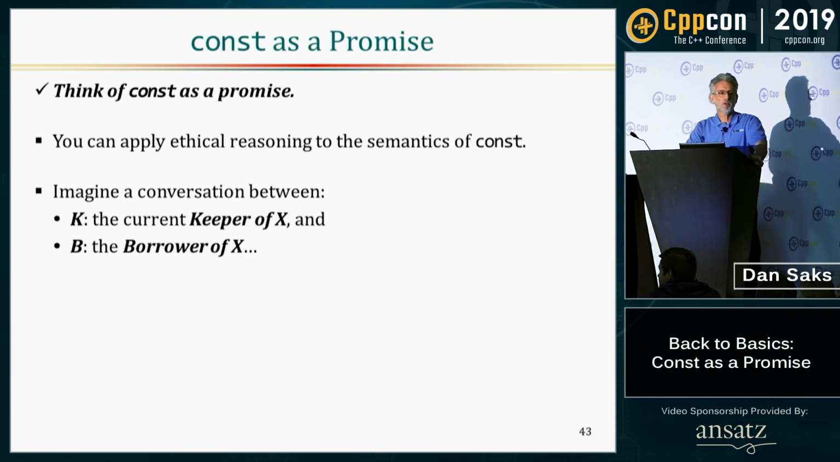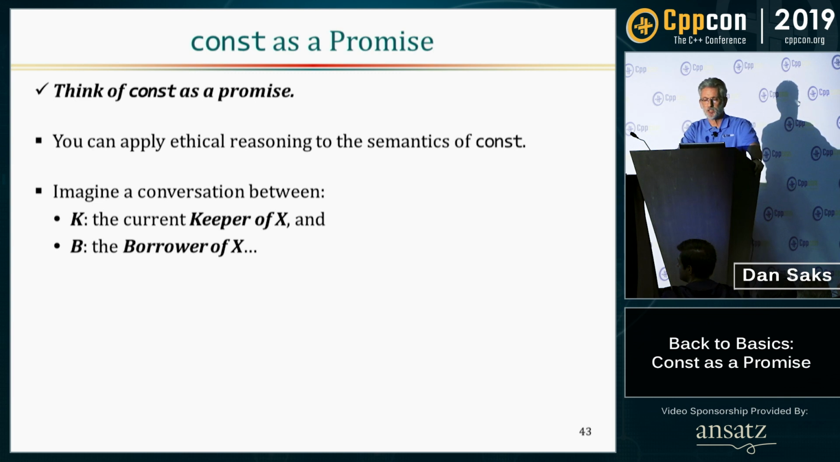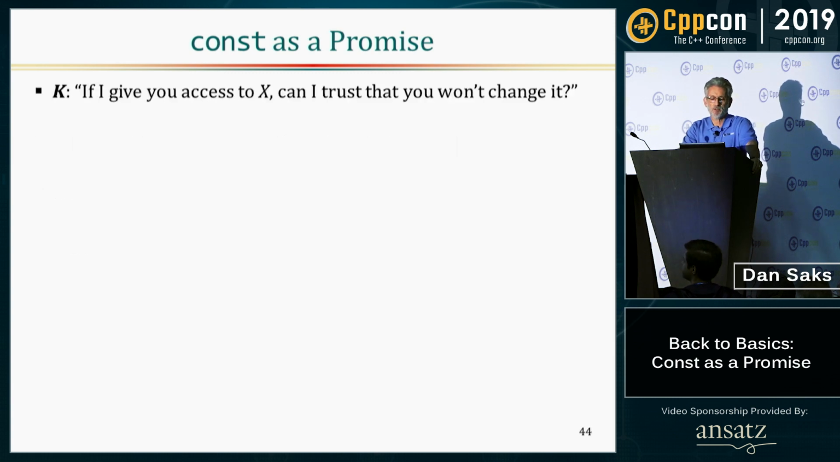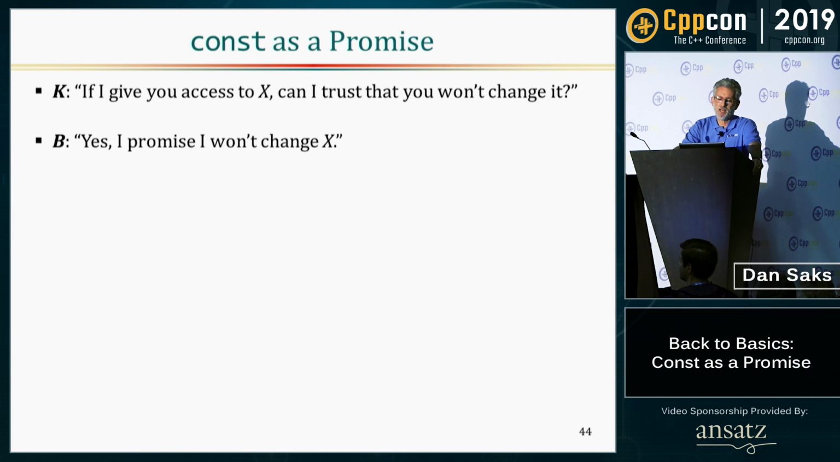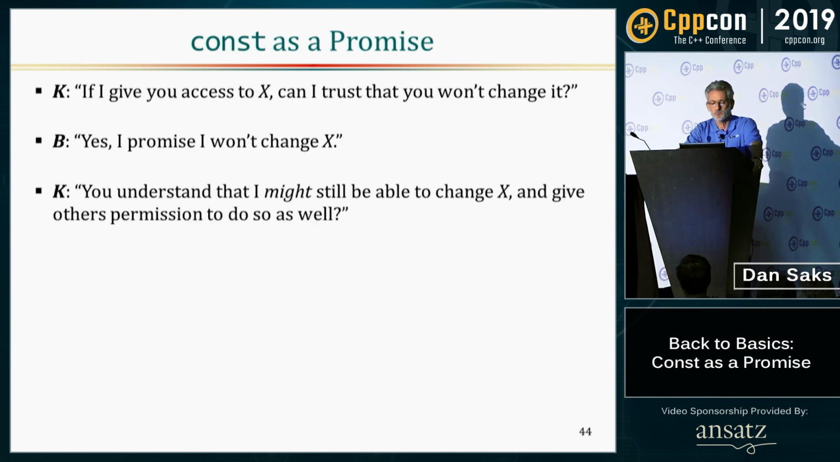And so let's apply the ethical reasoning to an imaginary conversation between K, the keeper of some thing called X, and B, who is about to borrow or is aspiring to borrow that X. And here's the conversation. It's basically K says, if I give you access to X, can I trust that you won't change it? And B says, yeah, I promise I won't change it.